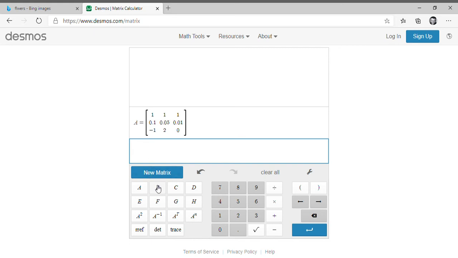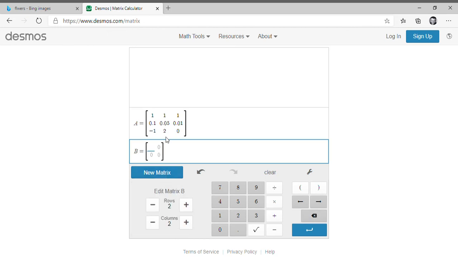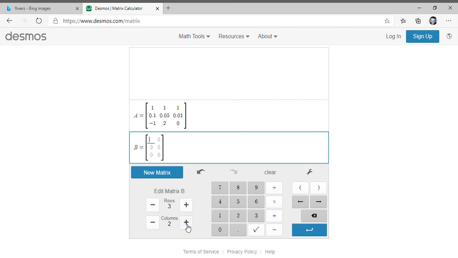Now we need to make another matrix. Let's call it matrix B. Well, let's first make the matrix like that. Okay, so now this is matrix B, and again it defaults to 2 by 2. But our matrix is actually 3 by 1. This is our constants matrix, which is actually just the numbers on the right-hand side of the equal signs of our three equations.